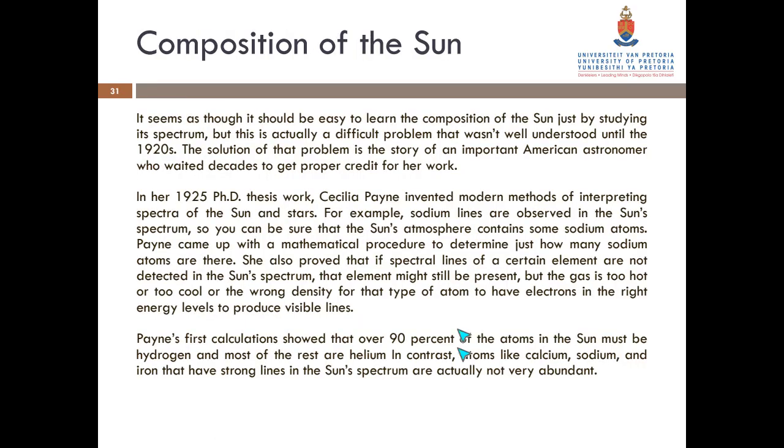Now we need to talk about the composition of the Sun. It seems as though it should be easy to learn the composition of the Sun just by studying its spectrum. But this is actually a difficult problem that wasn't well understood until the 1920s. The solution of that problem is the story of an important American astronomer who waited decades to get proper credit.